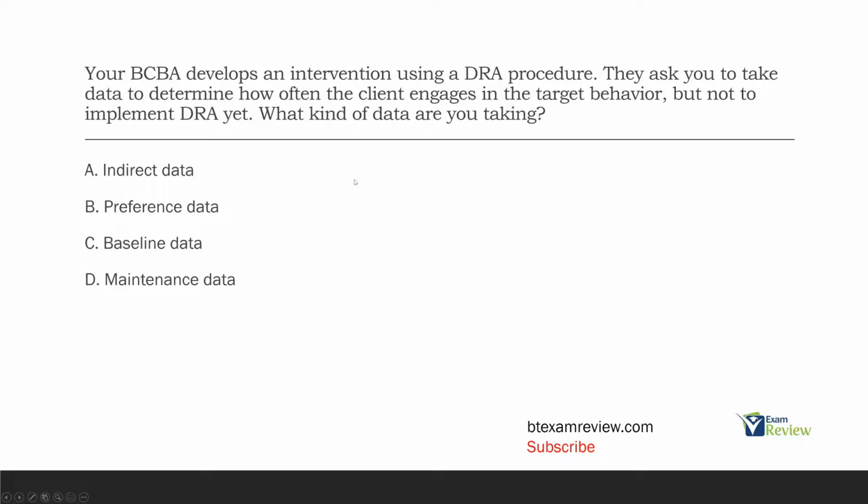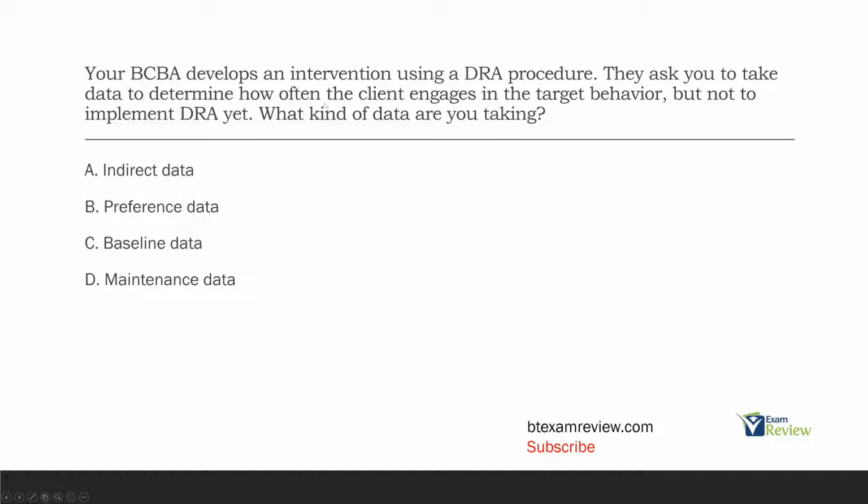Your BCBA develops an intervention using a DRA procedure. They ask you to take data to determine how often the client engages in the target behavior, but not to implement DRA yet. What kind of data are you taking? All right, harder question. I'd say maybe a 7 or 8. It requires you to think a little bit, right?